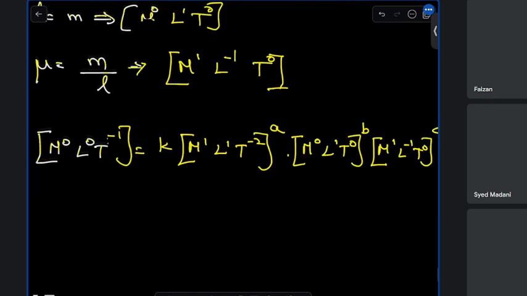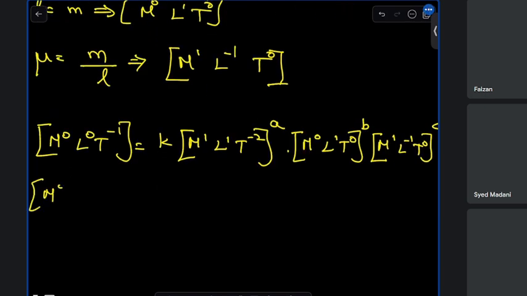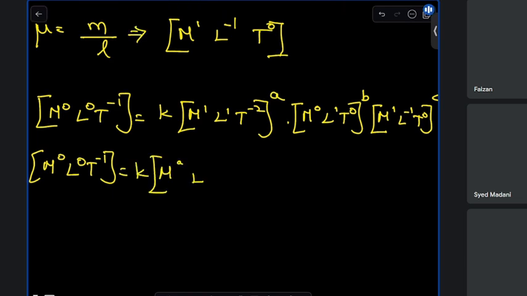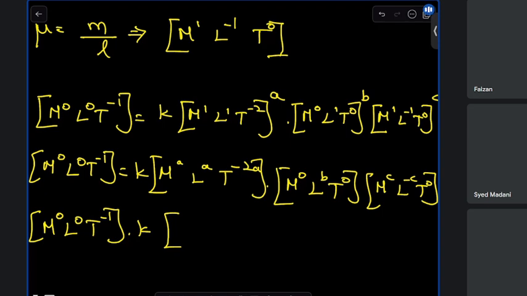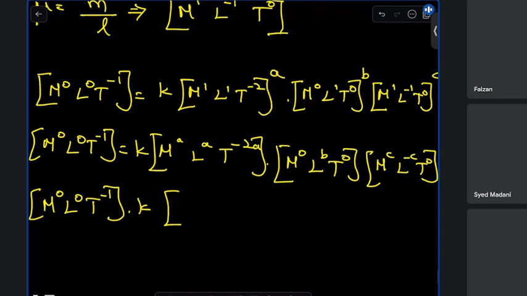Now, careful guys. This is where I'm supposed to apply indices. Left hand side remains unchanged: M0 L0 T minus 1 equals K into, opening the brackets along with the powers, M^A L^A T^(minus 2A) times M0 L^B T0 times M^C L^(minus C) T0. Left hand side can't be simplified anymore. Now combine everything together. Bases are the same with multiplication in between, so we add the powers. For M, the powers are A and C, and 0 we ignore.